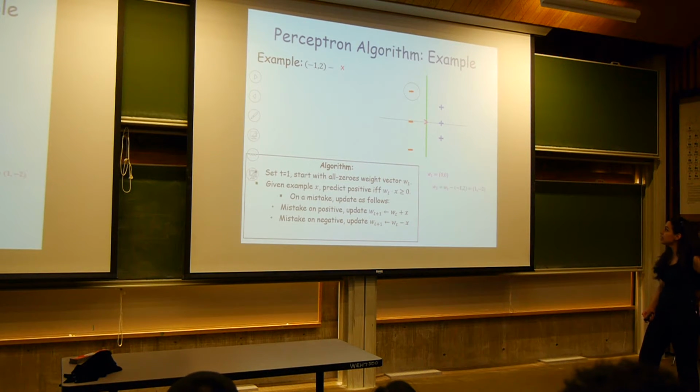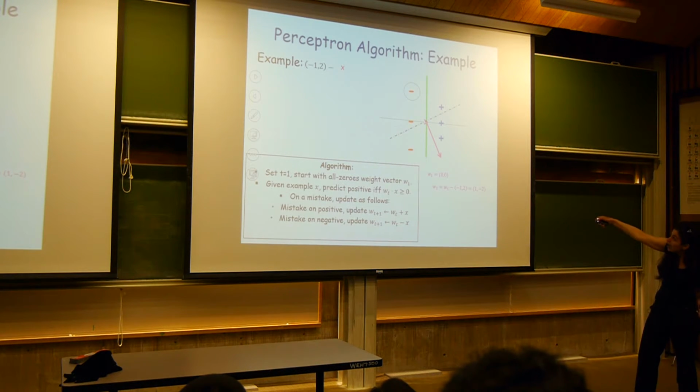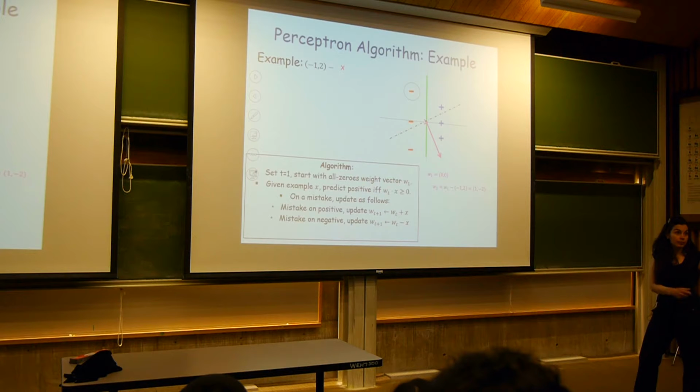Now, because we make a mistake, we're going to subtract the negative example from our current weight vector, which used to be all zeros. And so the new weight vector will be this vector over here, the vector (1, -2), because we did subtract the example. This is a new normal vector, and this is the hyperplane given by that normal vector. Okay, good. Now a new example comes in.